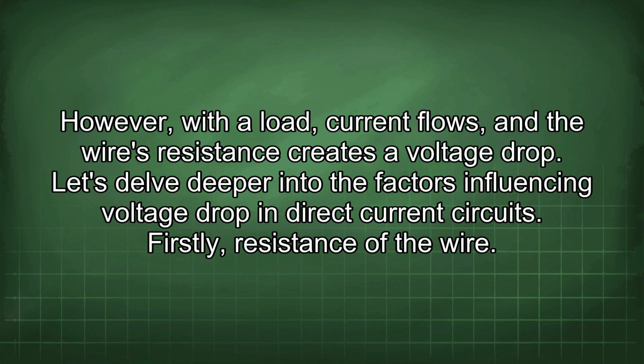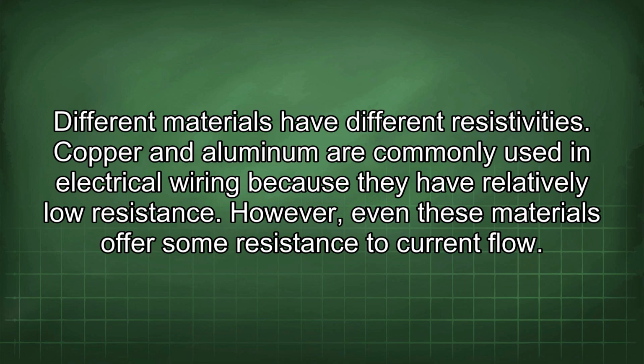Let's delve deeper into the factors influencing voltage drop in direct current circuits. Firstly, resistance of the wire. Different materials have different resistivities. Copper and aluminum are commonly used in electrical wiring because they have relatively low resistance. However, even these materials offer some resistance to current flow.